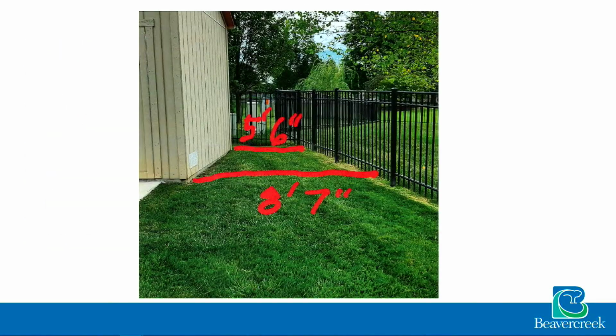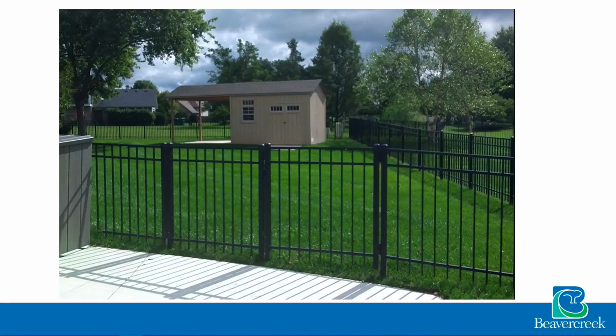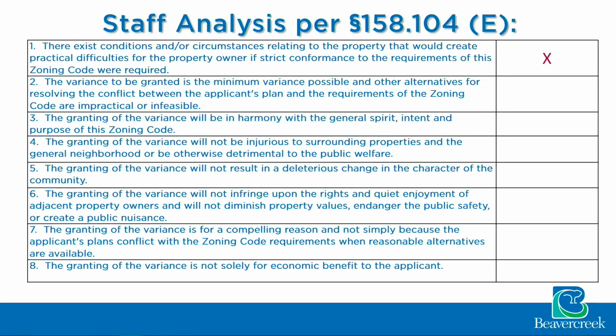As you could see in the photos, he's got a lot of space, it's flat, there's nothing really unique there that would have prevented him from putting it in a compliant location. Secondly, the applicant does have the ability to comply with the zoning code, so that negates the necessity for the variance. Number two is whether the variance being granted is the minimum variance possible, or other alternatives in resolving the conflict are there. So the applicant does have the ability to put the shed in a compliant location.